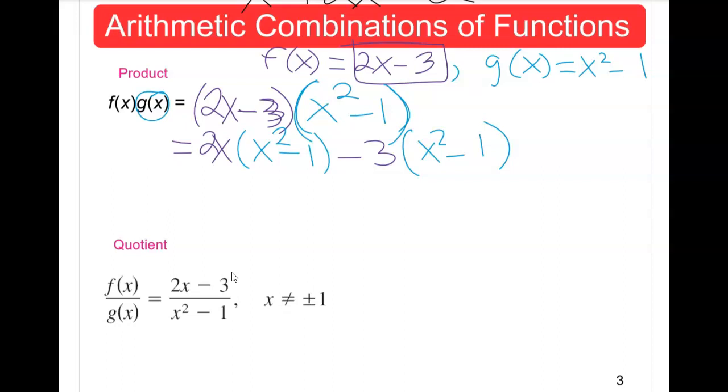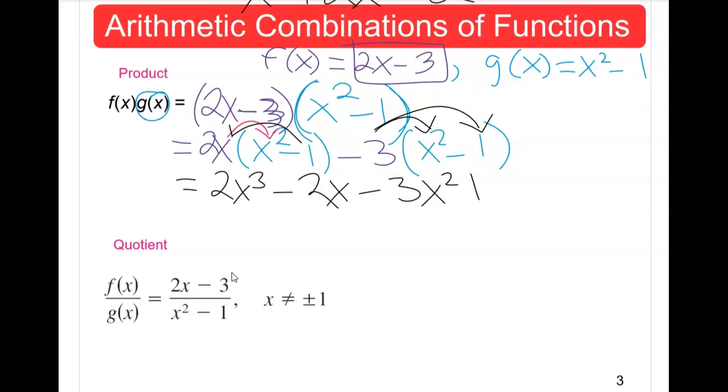So then I'm going to multiply 2x times x squared. That will give me 2x to the third power because we add the exponents of the variable, and then 2x times -1, so -2x. And then here I'm going to have -3 times x squared, so -3x squared, and then -3 times -1, so +3.